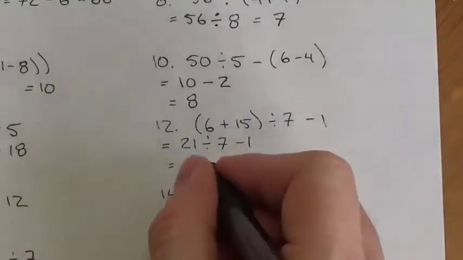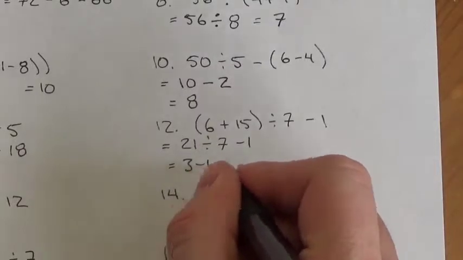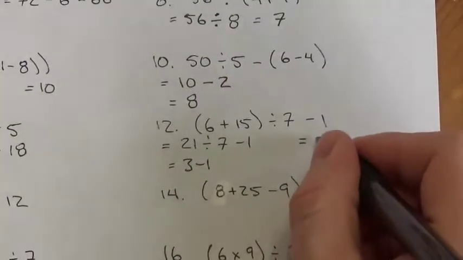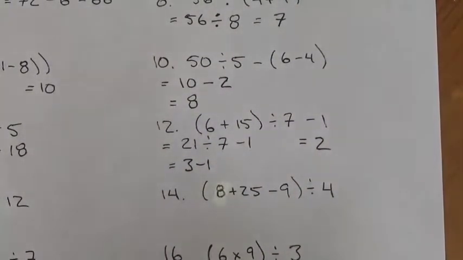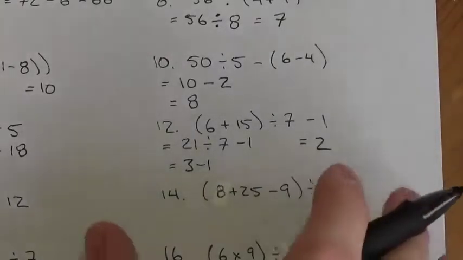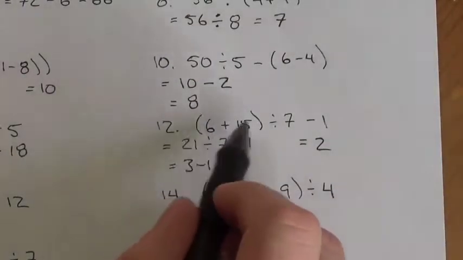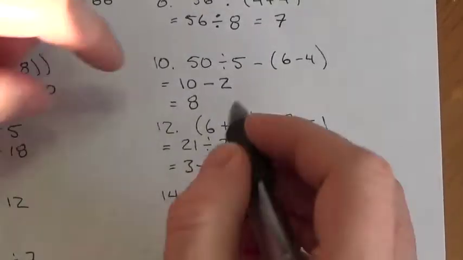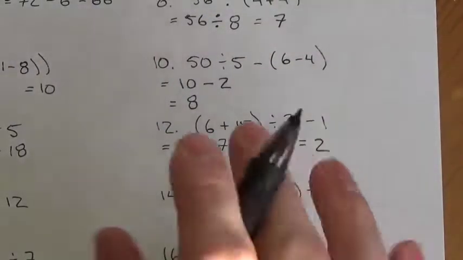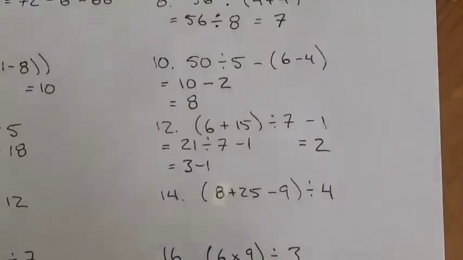Then we'll do the division. 21 divided by 7 is 3. And 3 minus 1 is just 2. Okay, that works out a lot nicer than trying to go 6 divided by 7, 15 divided by 7, and in that way dealing with the parentheses there first. That gives me fractions, and I'd want to avoid that if I can.